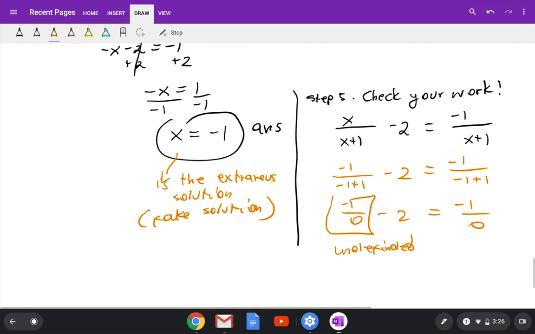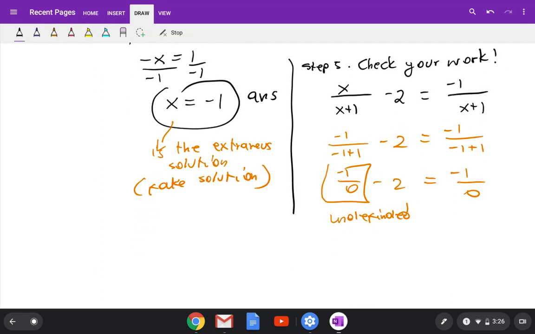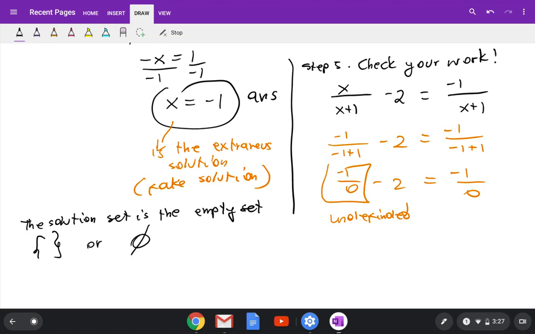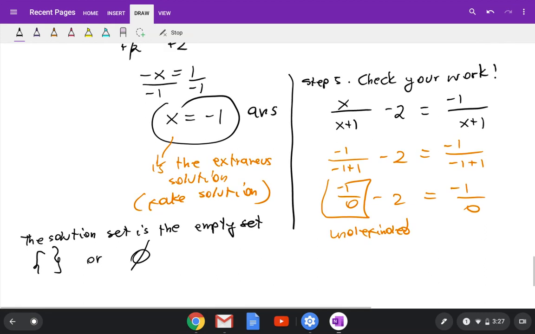So for this problem right here, we don't have a solution. So we say the solution set is the empty set. There are two notations for the empty set: you see something like this, or you can write it as the empty set. So the solution is the empty set, that means there is no solution.